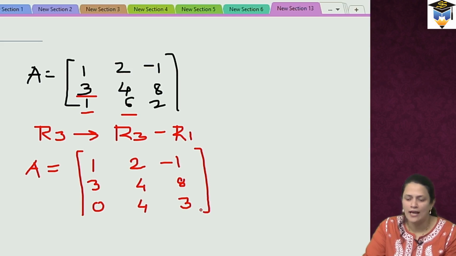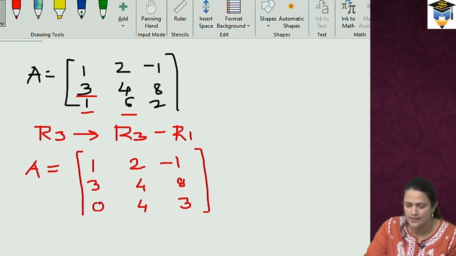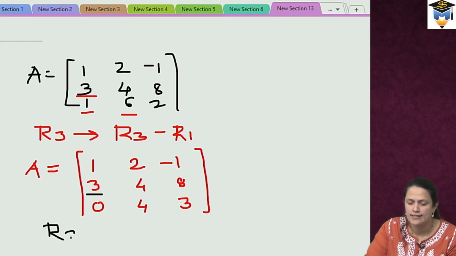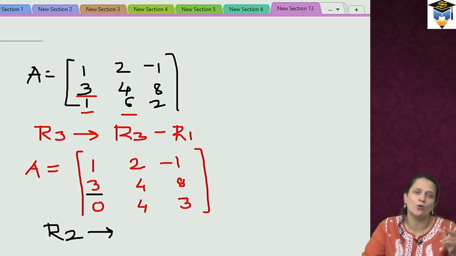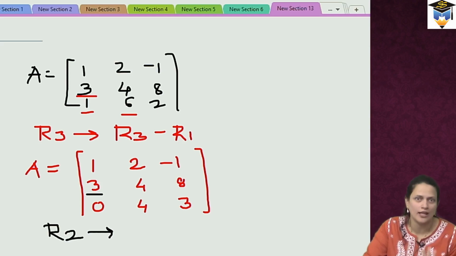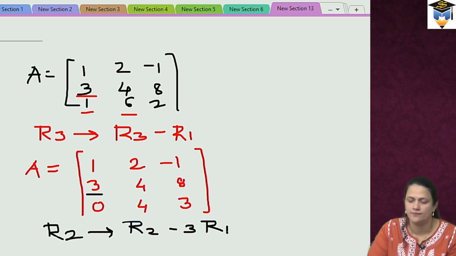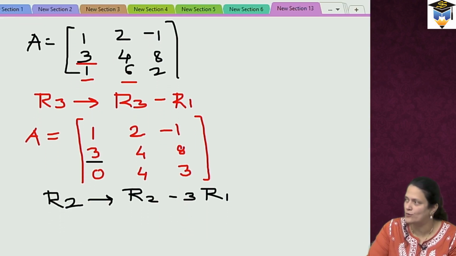Now after this step, what do I need to do? I need to change this element to 0. So what step will I do? R2 becomes R2 minus 3R1. Here I cannot mix row and column transformations, that is not allowed. So as you can see over here, R2 I am going to change in such a way that R2 becomes R2 minus 3R1.